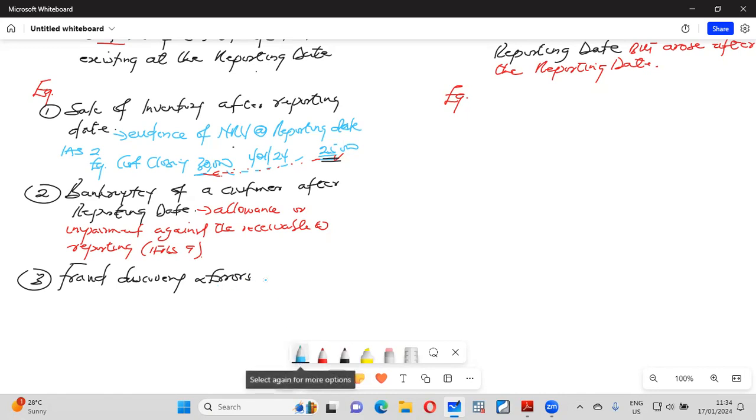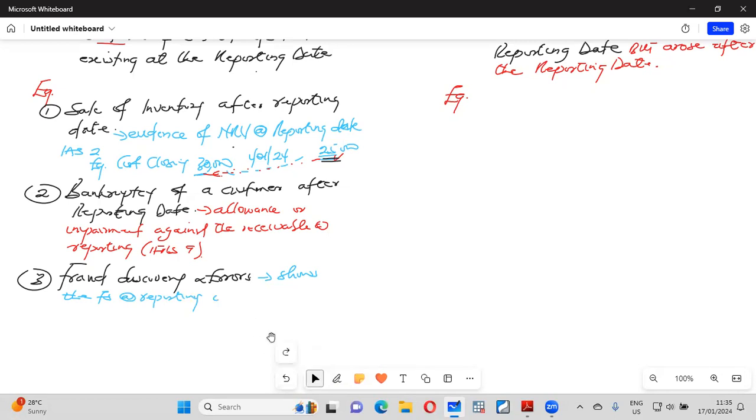So in this case, when there is a fraud or an error, it just shows that the financial statement at the reporting date is incorrect. So all you need to do is to go back and correct it. So correct it, that's all. This is not a prior period adjustment. You've not published the financial statement yet, so you can just make the correction. All right, so that is that.